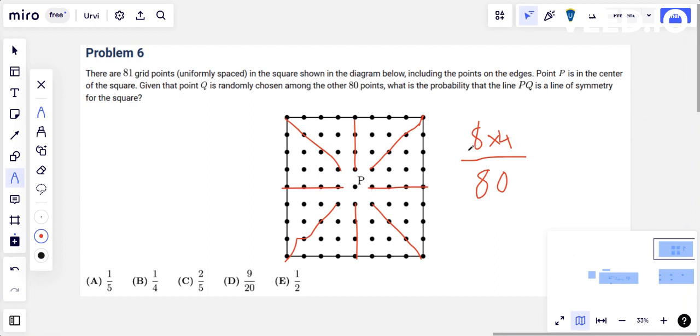And basically we can skip the calculation. We can take 8 and 80, make that 1 and make that 10, divided by 8. And then you just get 4 over 10, which is also 2 over 5, or 2/5. 2/5 matches with C. So your answer is C. Thank you so much for watching this video.